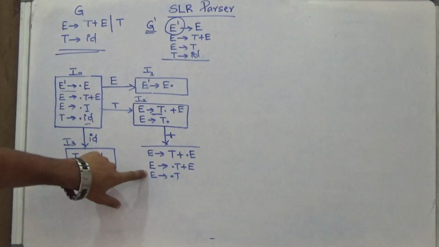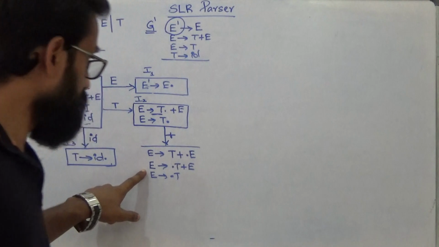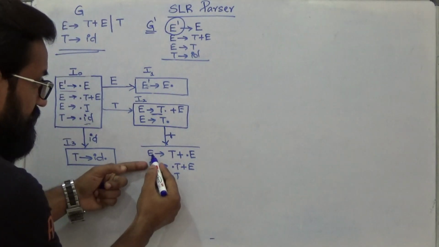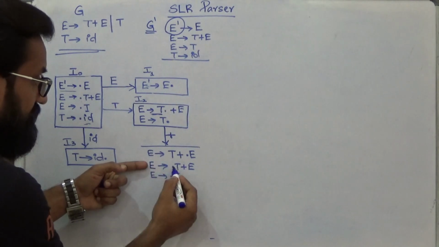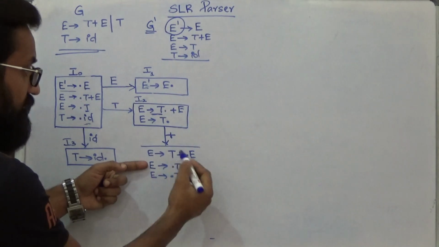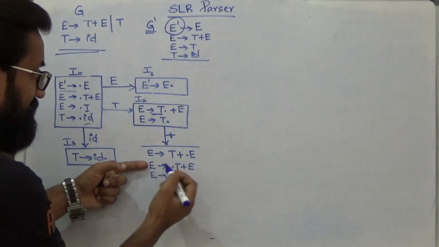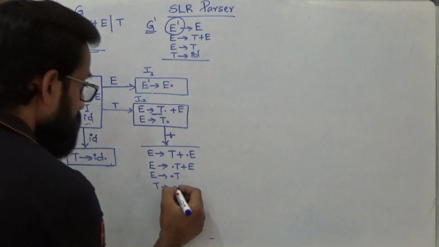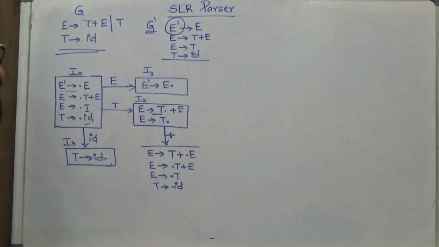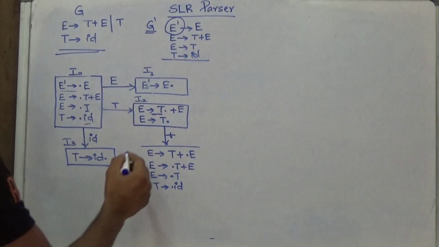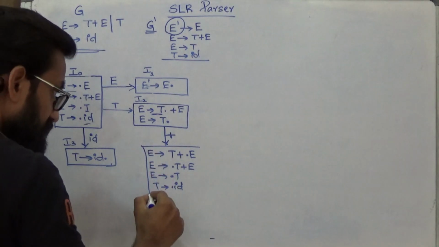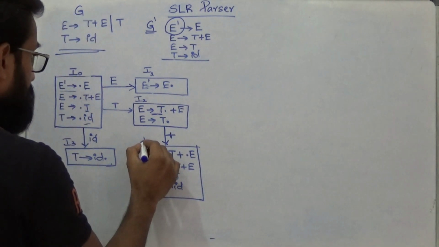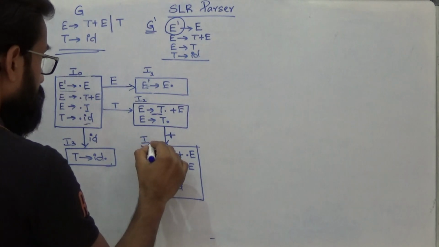Once after adding new items into the item set, again you have to take closure of those items. We have added closure based on this item. If I consider this item, you are having dot followed by T. So you have to take closure of this item. So you are expected to add the production corresponding to T. So T giving dot ID. Now you cannot add any more items into this item set because the closure computation is complete. And let this be the item set I4.